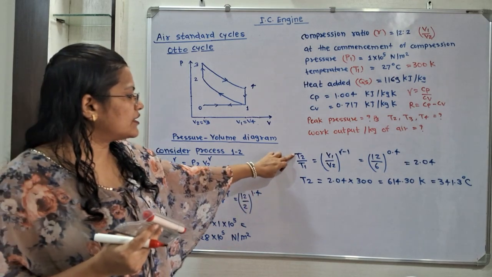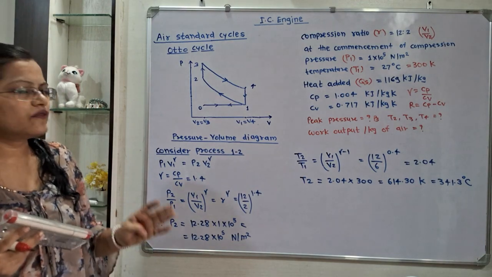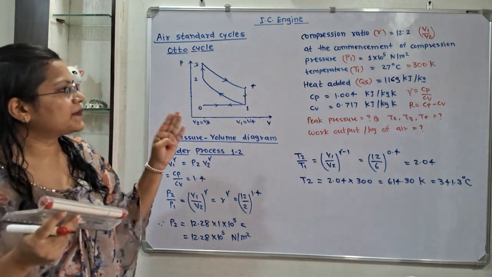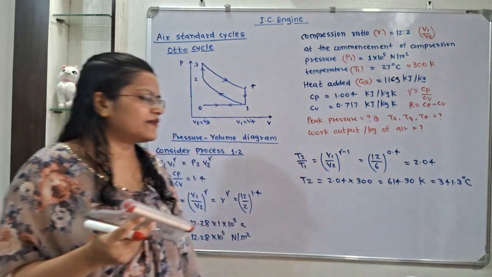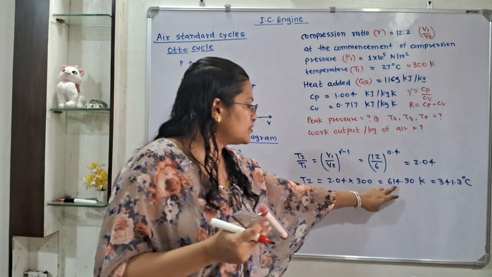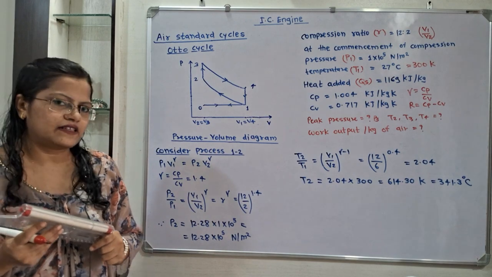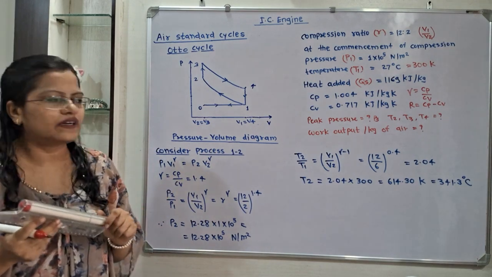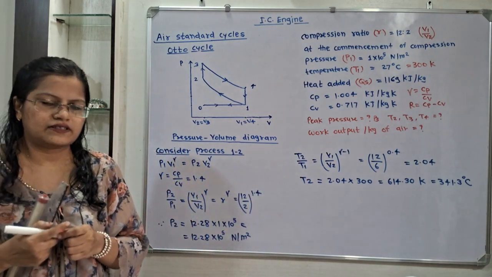So how to calculate T2? We will transfer T1 to the right hand side. Remember, for the calculation purpose, temperature is always in Kelvin. So I will multiply with 300 Kelvin. So we will get the answer 614.3 Kelvin, and we will convert it into degree Celsius. So we have to subtract 273. So it is 341.3 degree Celsius.